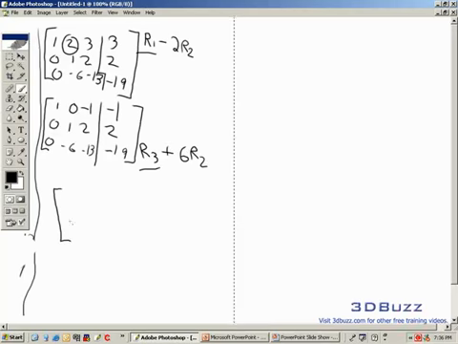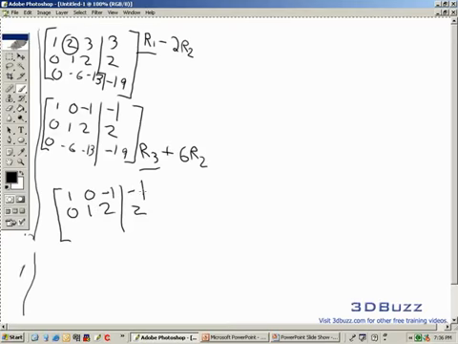So, now we have 1, 0, minus 1, 1. Row 1 doesn't change. Row 2 doesn't change. And now we work out what row 3 is going to be, which would be 0, 0, and negative 1. Right. I think that's right. That is right. And this becomes, I think it's 14. Oh, negative 7. Negative 7, not 14.